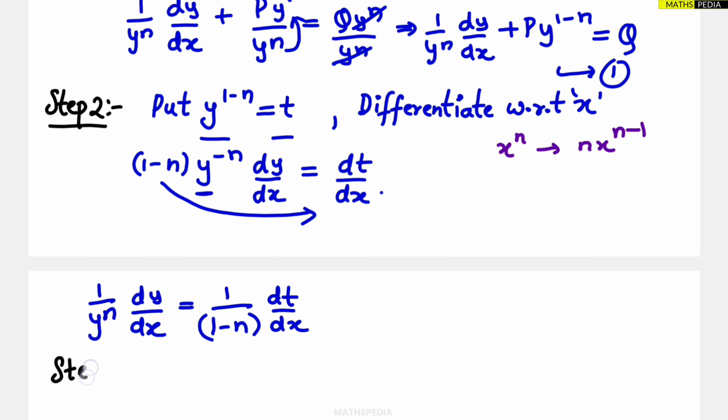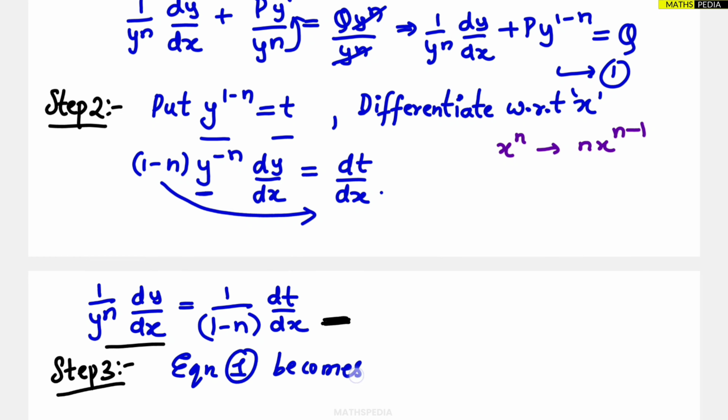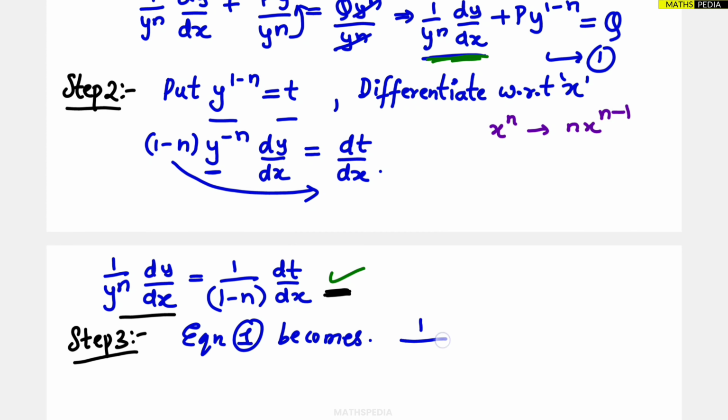Step number 3: we are going to substitute whatever we got over here in equation 1. So equation 1 becomes what? Just substitute here. This particular part I can substitute, on the left-hand side, with 1 by 1 minus n dt by dx. So just observe this particular part I am substituting there, okay?